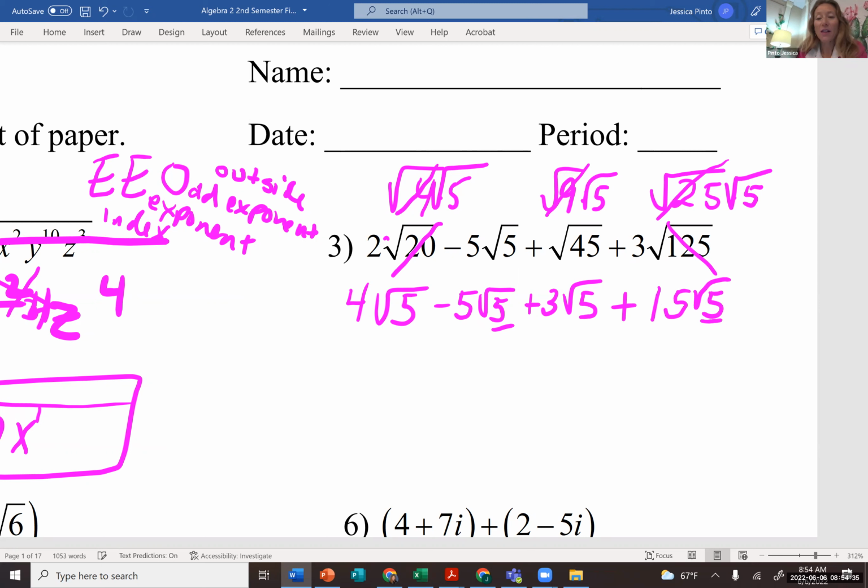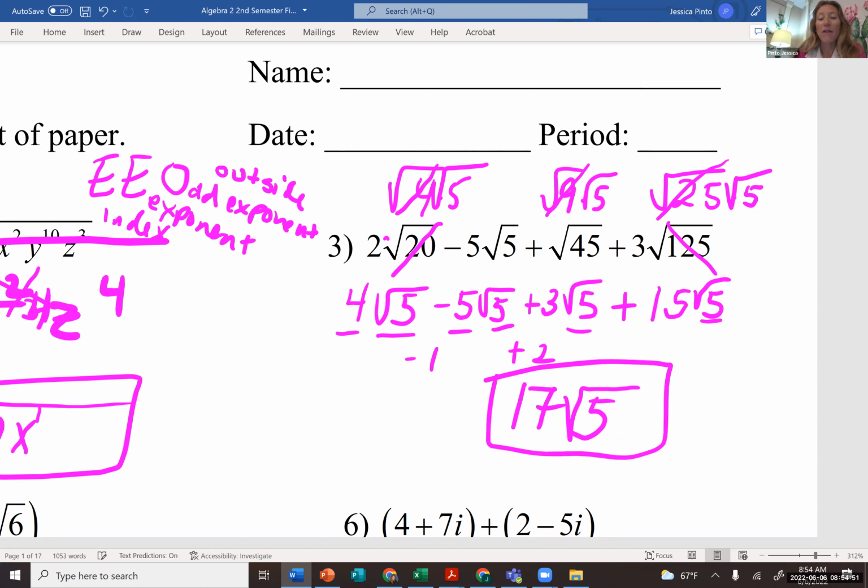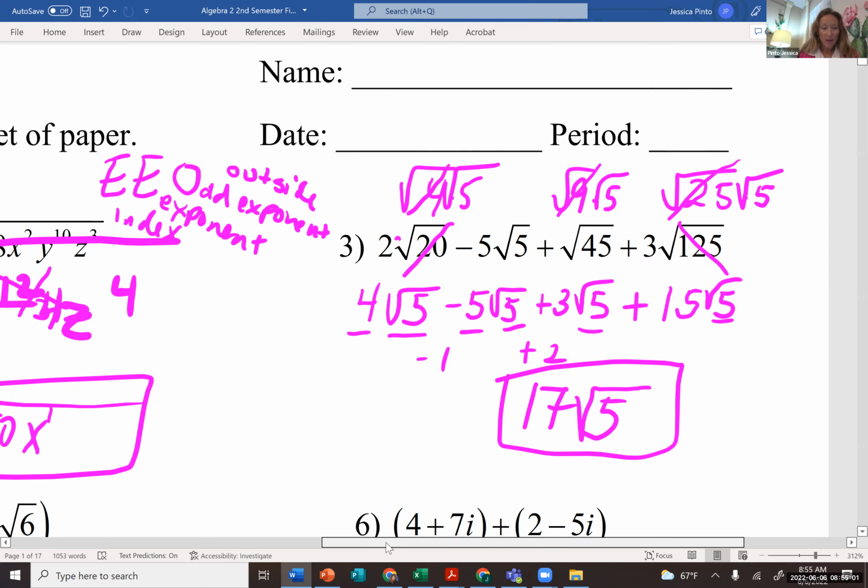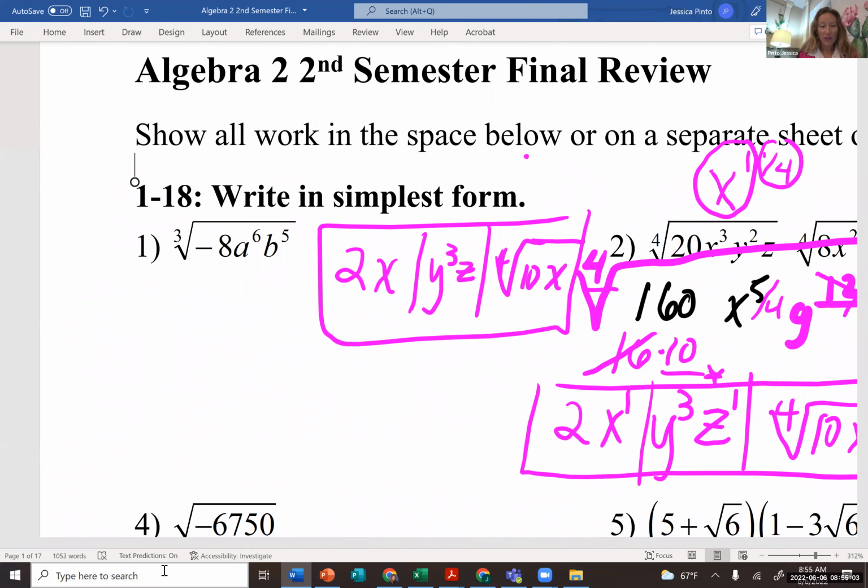So I love it. All of these have rad 5, so I can add all 4 of these together to simplify to a single rad 5. I just need to know how many. So 4 minus 5 is -1, plus 3 is 2, plus 15, so a total of 17 rad 5. How are we doing so far? All right, cool. So now let's take a look at our next group of different types of radicals.